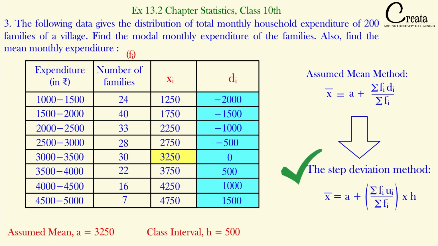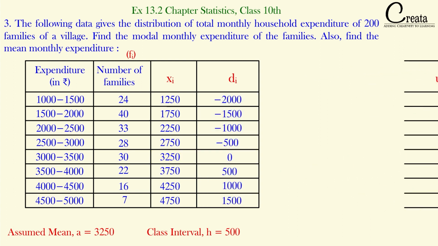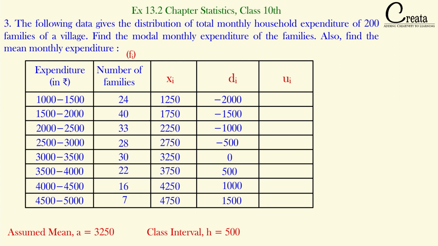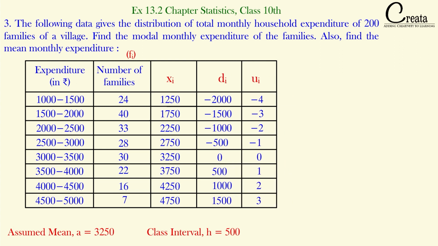So the answer is yes, we can easily divide all of these values of the deviation with the class interval, which is 500. So we will go with the step deviation method. Let's add one more column, which is ui. Let's divide the value of the deviation with 500. In the first row, we got minus 4. Next, it is minus 3, minus 2, minus 1, 0, 1, 2, and 3. We got the values of ui.